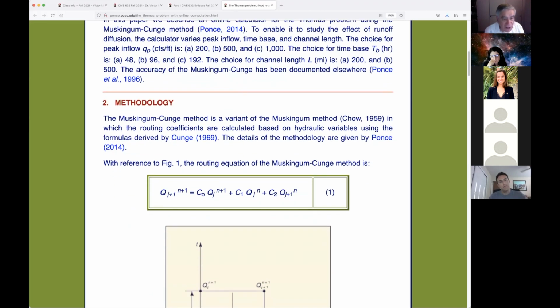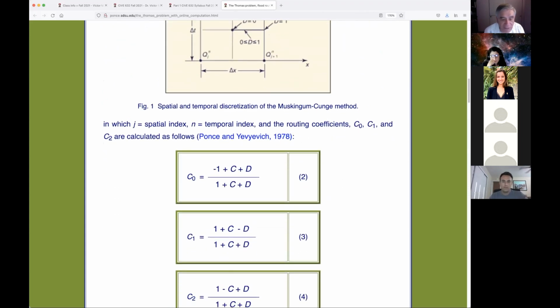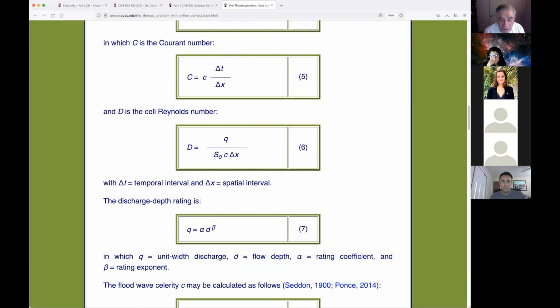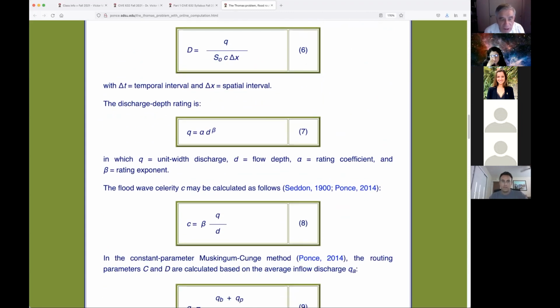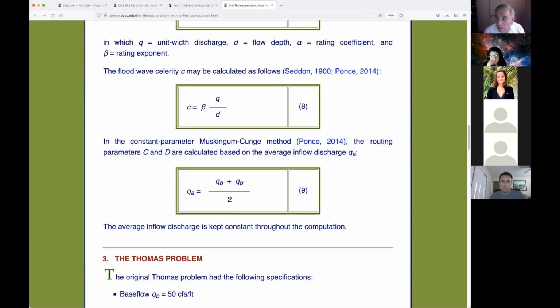Okay, so we have the methodology in here. I repeat the equations, I repeat the graph, I repeat here the RCD equations, the Courant number, the cell Reynolds number, the discharge rating, the flood wave celerity, that means the Seddon celerity, beta times Q over D. Q over D is the velocity, the mean velocity. Beta is the exponent of the rating, which, as you know, for Manning is 5/3 and for Chezy 3/2. And the constant for wide channel.